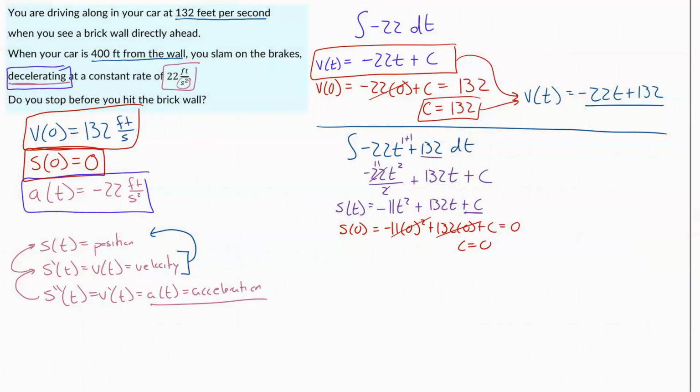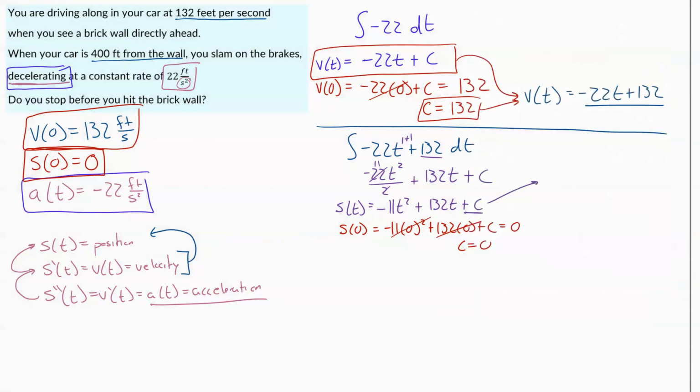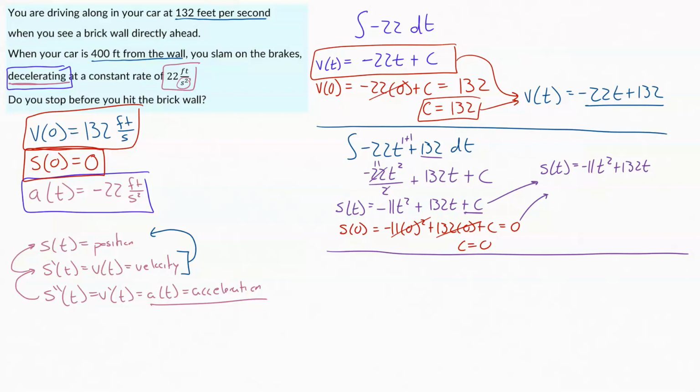So again, we put this data together, and we get out of here a position equation that says S of t equals negative 11t squared plus 132t. And then our plus c was 0, so we don't need to have that on there. So we've got a velocity equation, we've got a position equation. So what can we do with that? Well, you know that when you stop, as long as you don't hit that wall, the velocity at that point in time would be 0.